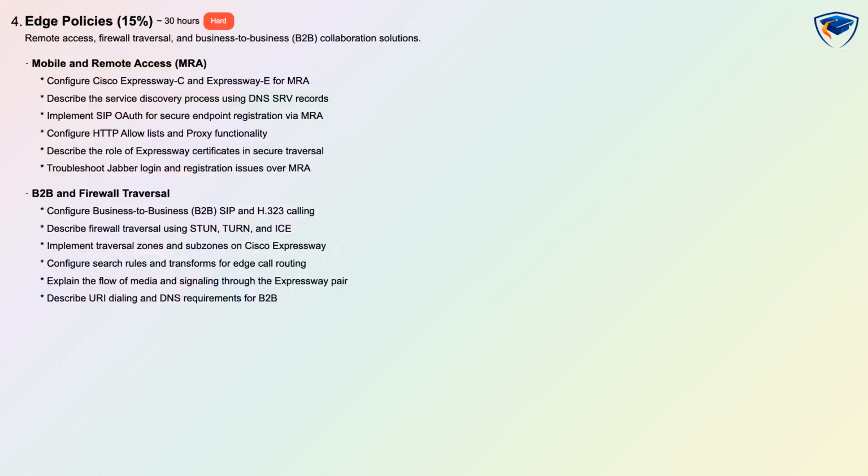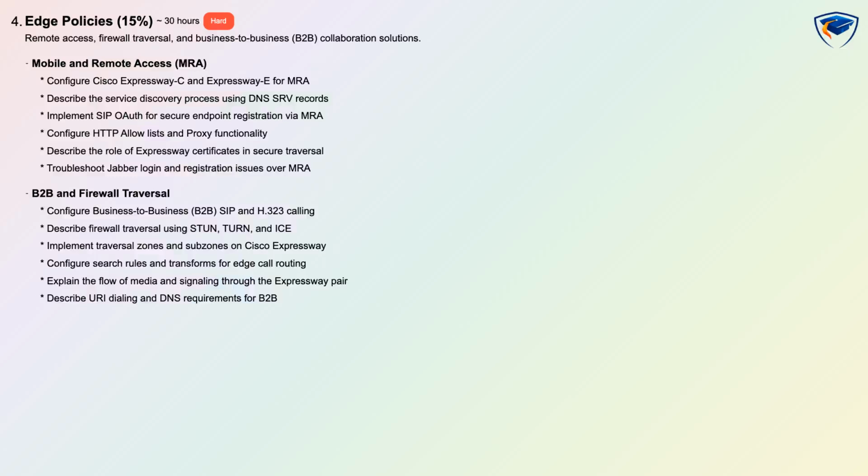You will learn to configure HTTP allow lists and proxy functions, troubleshoot Jabber registration over MRA, and implement B2B SIP and H.323 calling with STUN, TURN, and ICE for firewall traversal. Additional topics include traversal zones, search rules and transforms, media and signaling flow through the Expressway pair, and URI dialing requirements.